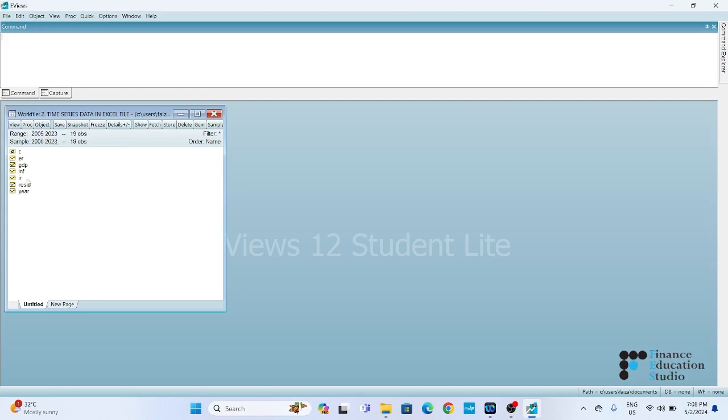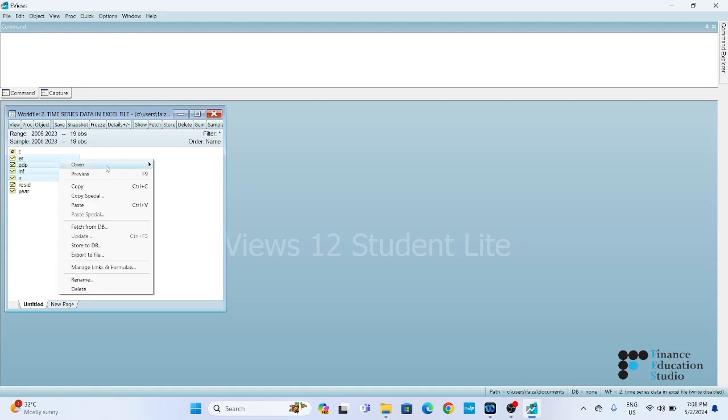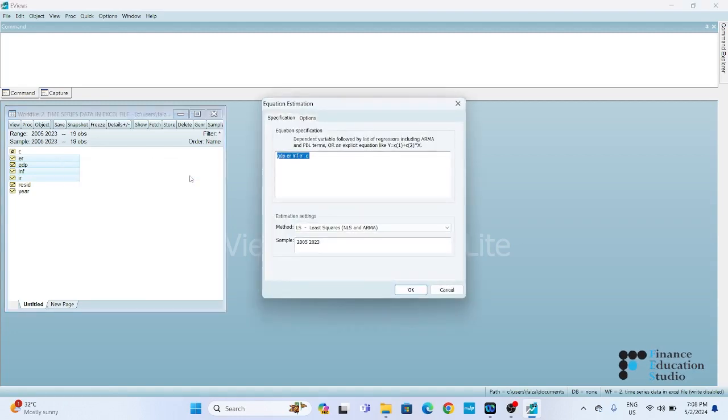So first select your dependent variable. Here in this study, GDP is our dependent variable and the other three variables are exchange rate, inflation rate and interest rate. And then open these variables as equation. So you can see here the first one is the dependent variable and the other three variables are independent variables, like exchange rate, inflation rate and interest rate, whereas C is the constant over here.